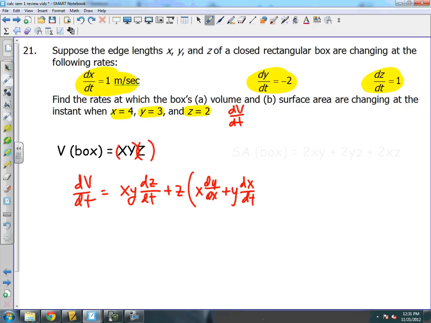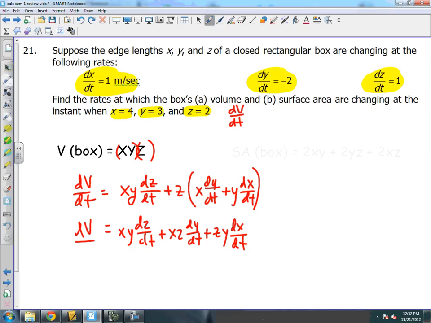Sorry, I put dx on the bottom here. I should change that to dt. These are all with respect to t. So altogether, you get xy dz/dt plus xz dy/dt plus zy dx/dt. And now it's just a matter of plugging everything in. So hopefully that helps you. Now you just plug in everything, and you should get what dV/dt equals, which is in the back of your answer sheet.